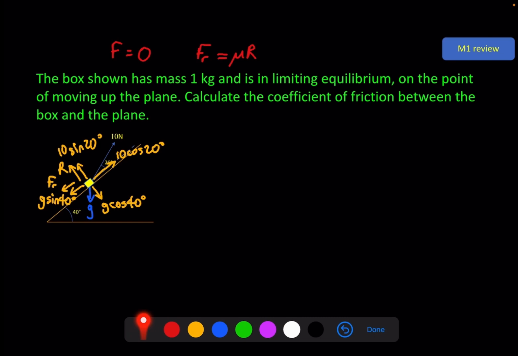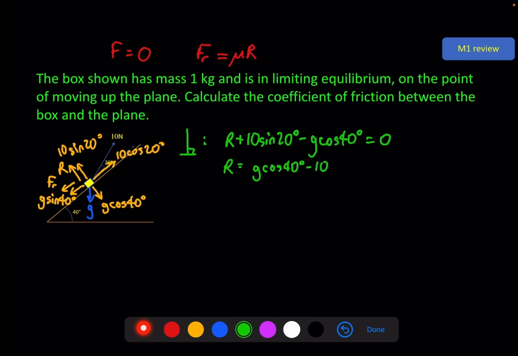Now I have all of the forces in yellow on the diagram. I can create two equations, one for the forces parallel to the plane and one for the forces perpendicular to the plane, effectively using F equals ma, where a is equal to 0. So the resultant force in any given direction must equal 0. So if we go perpendicular to the plane first, we've got R plus 10 sine of 20 degrees minus g cosine 40 degrees, because that's going in the other direction, must equal 0. That tells us that R is equal to g cosine 40 degrees minus 10 sine of 20 degrees.